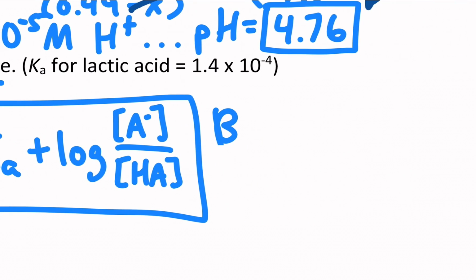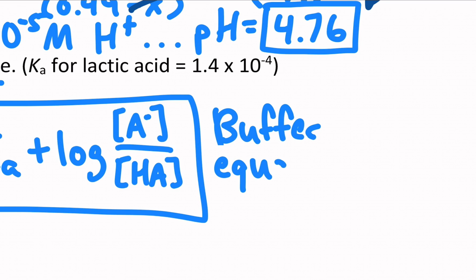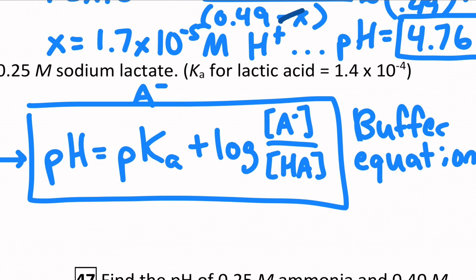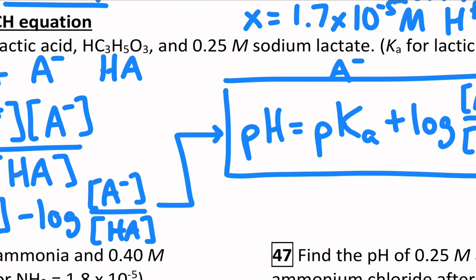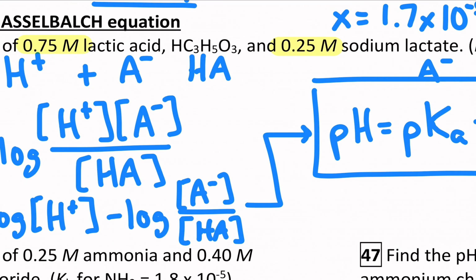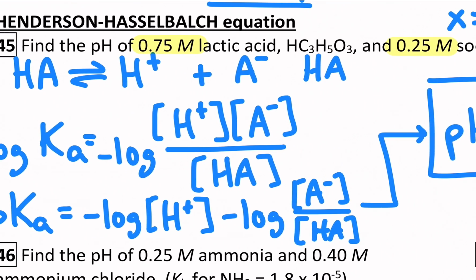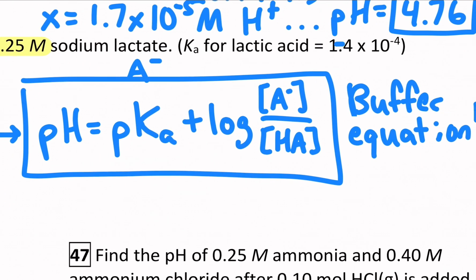I am going to call it the buffer equation to remind me that I can only use this when we're in a buffer. You can only use this when you're in a buffer. You have to have an appreciable amount of each part of the buffer in order for this to work. So I can use this directly to plug in my values that I have for this 0.25 molar of A minus and 0.75 for the lactic acid, and they give me the Ka value. So there's the Ka value.